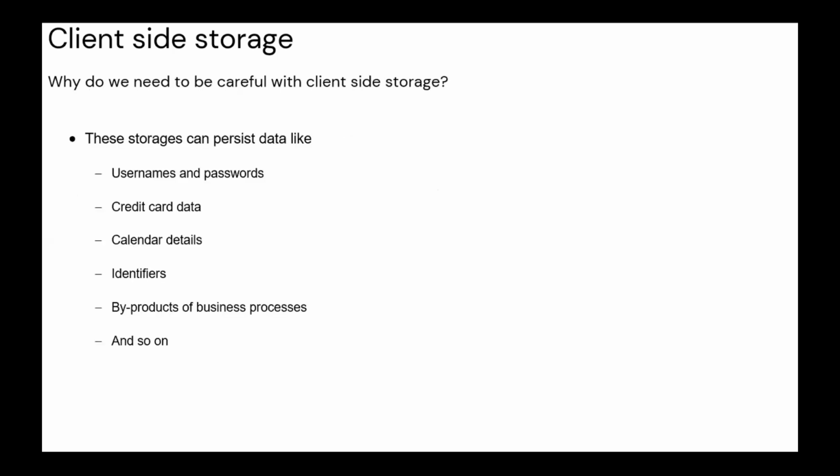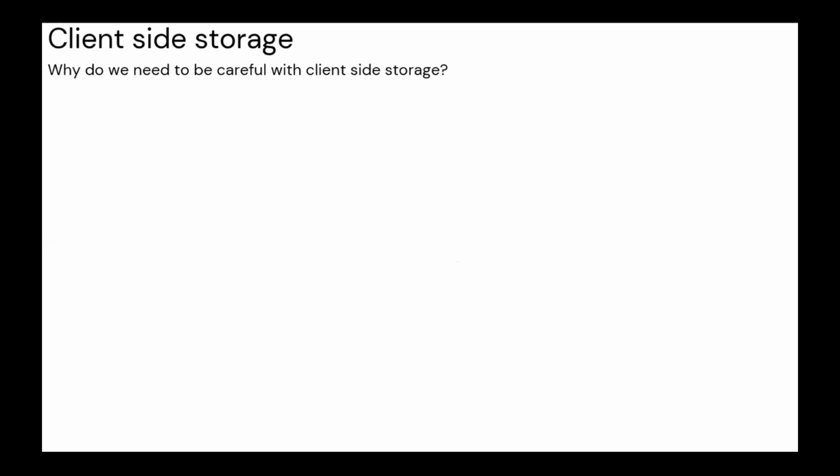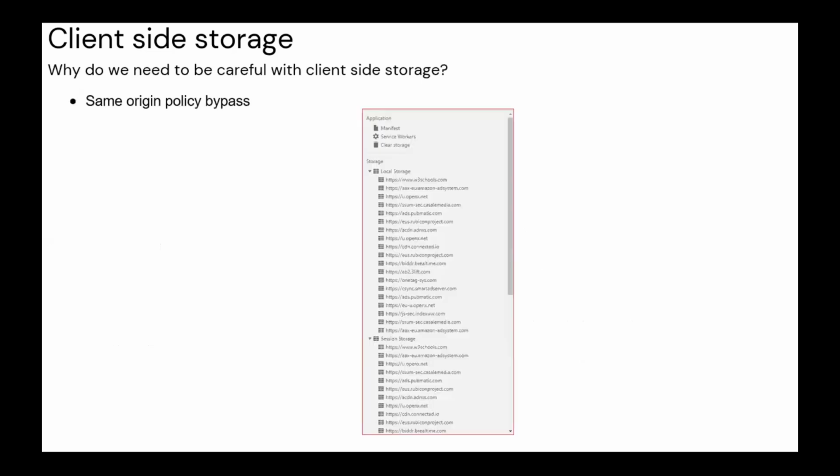These storages can persist data like your username and password, credit card data, calendar details, identifiers, byproducts of business processes, and so on. And like any other data, these are vulnerable to cross-site scripting, SQL injection, data corruption, and same origin bypass risks. So these are some of the things that we need to be careful about, especially same origin bypass, policy bypass.